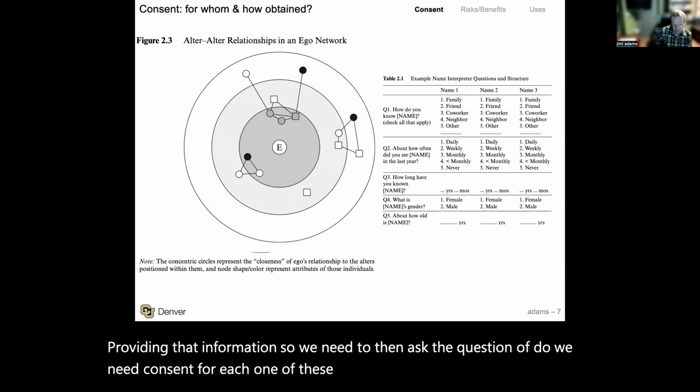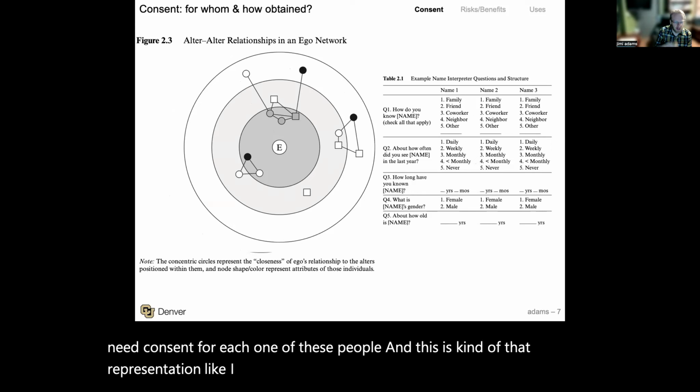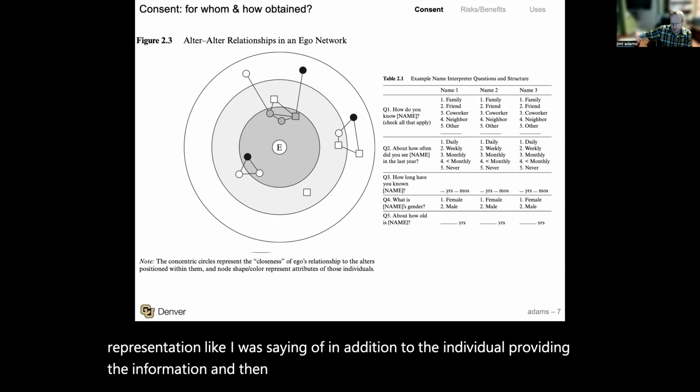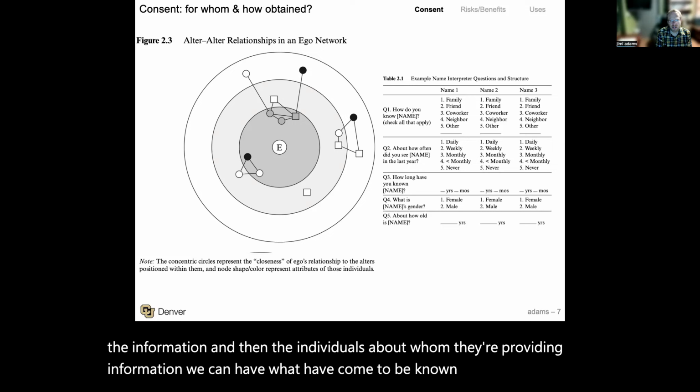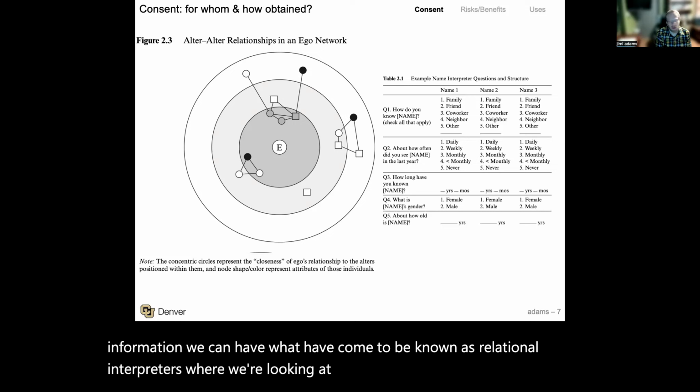And this is that representation, like I was saying, of in addition to the individual providing the information and then the individuals about whom they're providing information, we can have what have come to be known as relational interpreters, where we're looking at who's connected to whom amongst one's alter set.